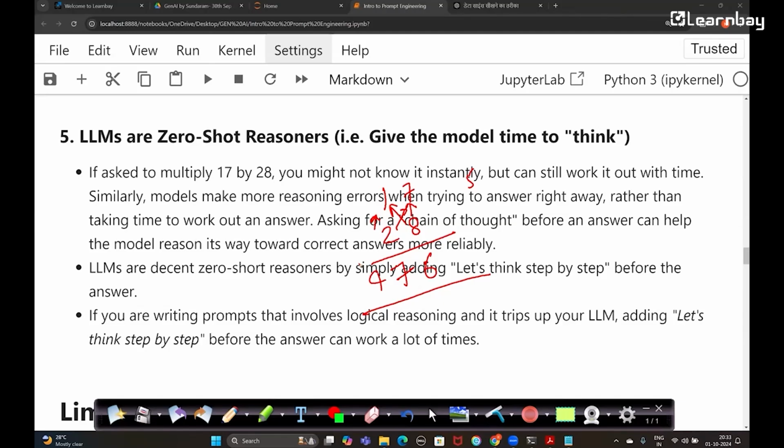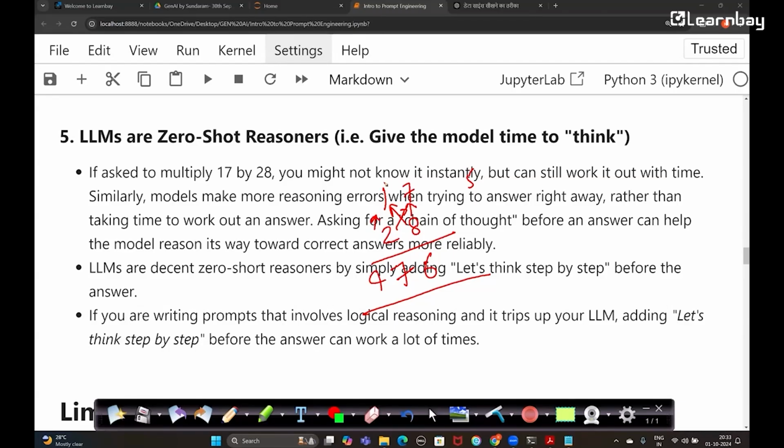Immediately you will not just behave like a calculator. Similar thing, how a human is doing it. Similarly, whenever you ask some complicated question to an LLM, please give it some time to think about this and give the answer. Now, what is the trick?